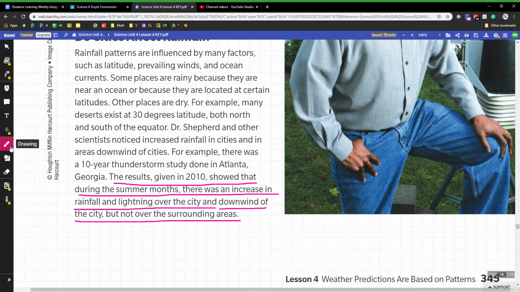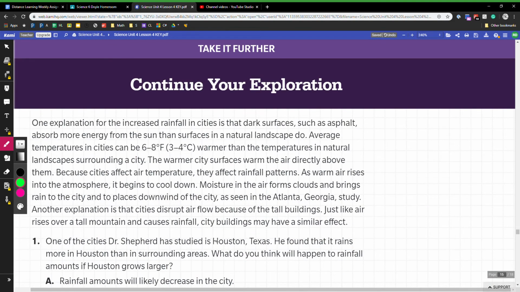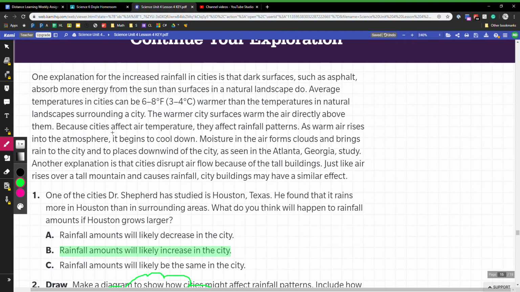So if you had a city, and the wind was moving this way over the city, there would be more rain over the city, and downwind, meaning after the city, there would maybe be a little bit more rain, but all around the city in the other directions, not more rain. And then it talks about some explanations here.